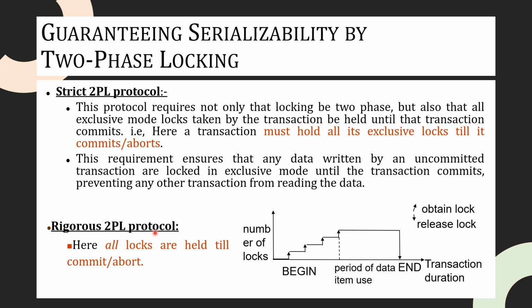In the rigorous two-phase protocol, not only the exclusive mode locks but all the locks are held till commit or abort. So once the growing phase gets completed, in the shrinking phase no locks will be released till the transaction is committed or aborted. So in the rigorous protocol all locks are held, whereas in the strict protocol only the exclusive locks are held.